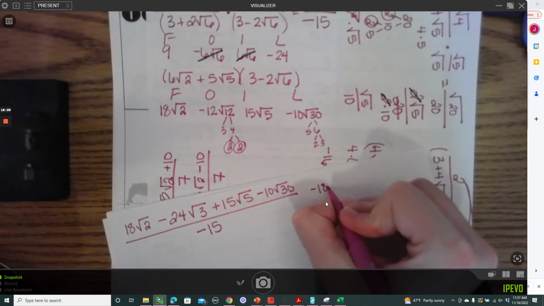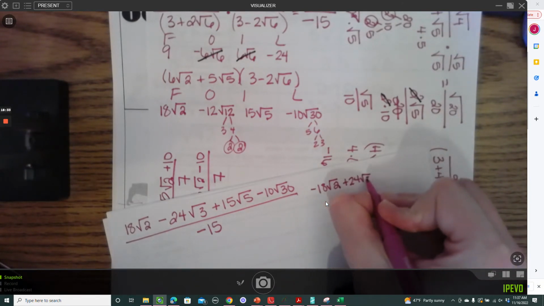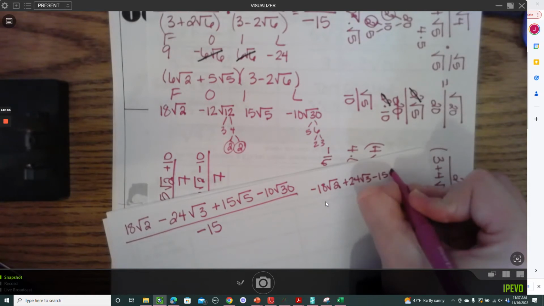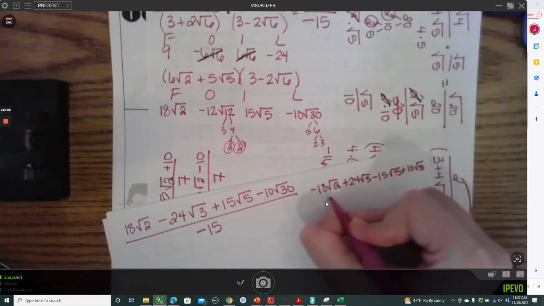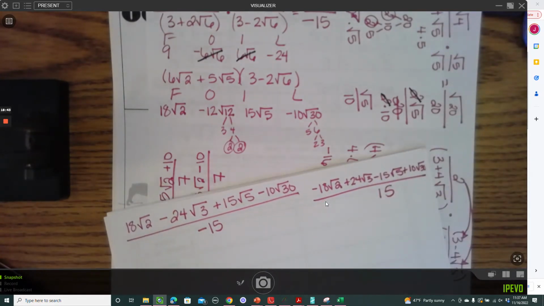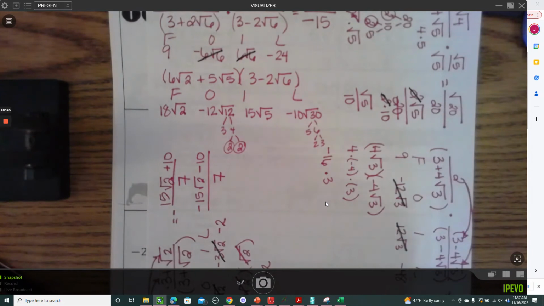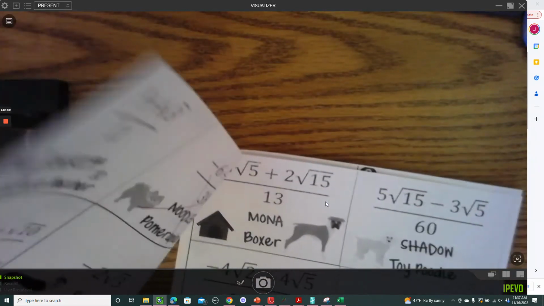So negative 18 square root of 2, positive 24 square root of 3, negative 15 square root of 5, positive 10 square root of 30, over positive 15. Again, that's about as complicated as they get. Over a 15, let's see.